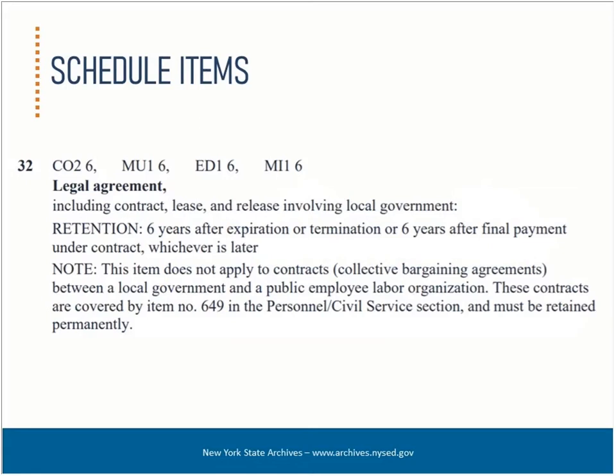Next, we have the title of an item, which in this case is legal agreement, and a description of the records covered by this item. After that comes the retention period for records covered by this item. This lists the minimum amount of time these records must be kept. And finally, we have a note that provides additional information related to these records that is important for context. Not all items will have a note associated with them.